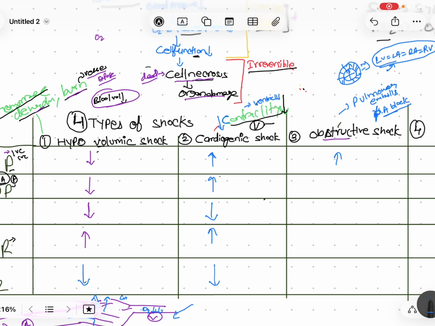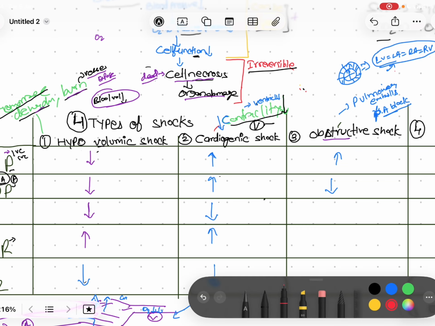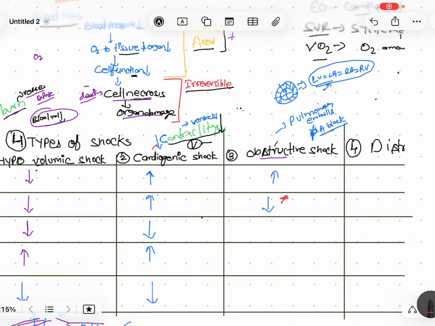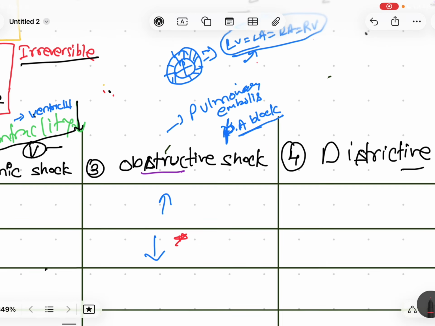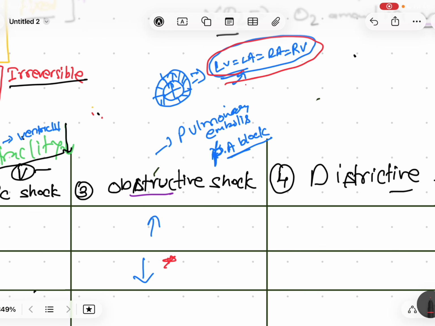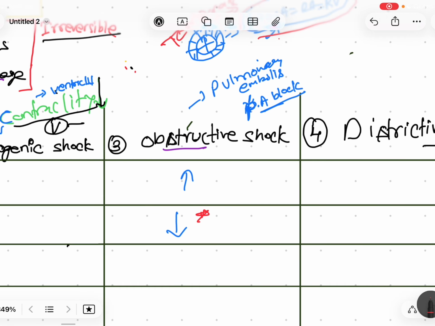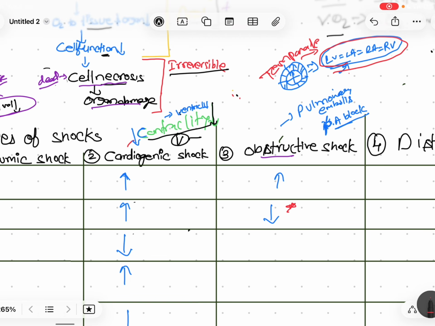It will also increase, but it is not. It will decrease. Let me mark a point. Why? I already showed you. Basically, the left ventricle has more pressure than the left atrium, but here all pressures are the same because of the cardiac tamponade. So the pressure is the same. That's why left atrial pressure decreases.